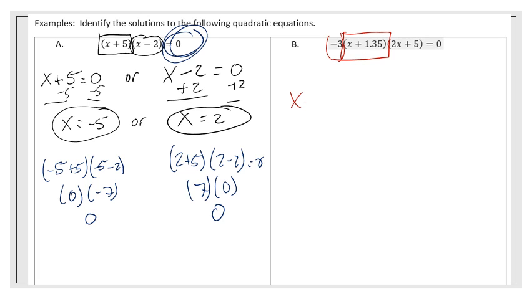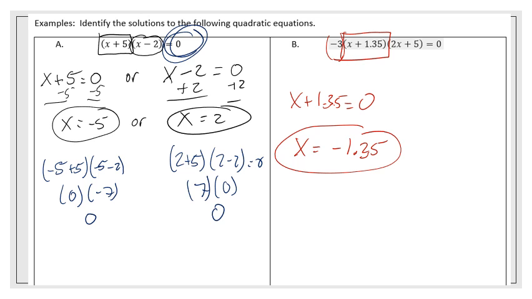the factor of x plus 1.35, well, it can equal 0 for a particular value for x. And that value is when x is negative 1.35. But we can have a second value for x that'll make this equation true. And that's when the factor 2 times x plus 5 is equal to 0.